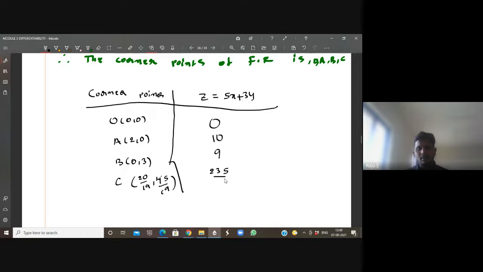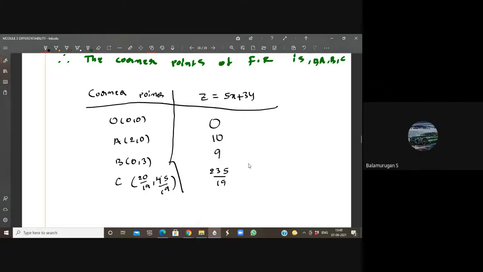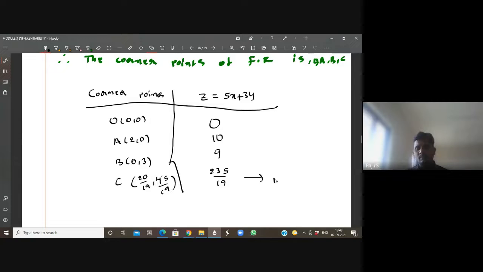235 by 19. So among all these values, which value is the highest? 235 by 19. So this is the maximum. The point where the Z value is maximum is called the extreme point.